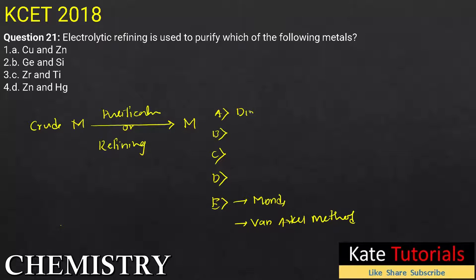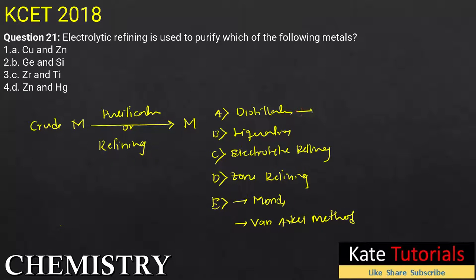So the first one is what? Distillation, liquefaction, electrolytic refining, and the fourth one is zone refining, right?